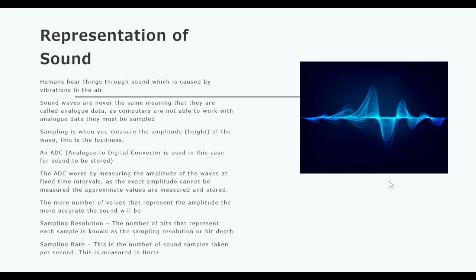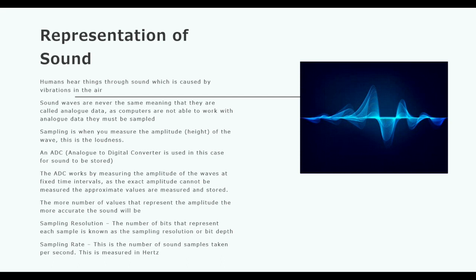The more values, so the more bits that represent the amplitude, the more accurate the sound will be. So let's say that we have around 128 bits. Obviously that's not realistic, but let's just say we do, representing each sound. You would even hear a pin drop if it was that great of sound, that many bits for one sound.